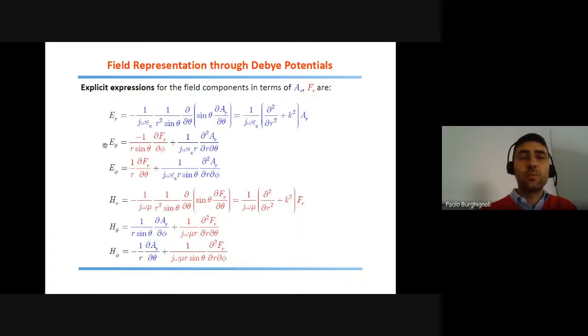This is the explicit representation of the field in terms of the radial potentials A and F, in which I have used two different colors for the terms that come from the magnetic potential A. Those are in blue, and those are the transverse magnetic part of the field, where now transverse magnetic is with respect to the radial direction. Whereas in red, I have indicated the terms related to the radial electric potential F, which produces a TE field, so a transverse electric field, again, with respect to the radial direction, R.